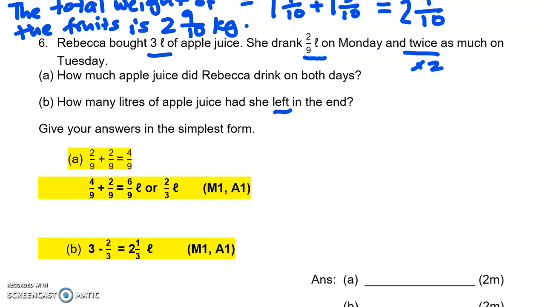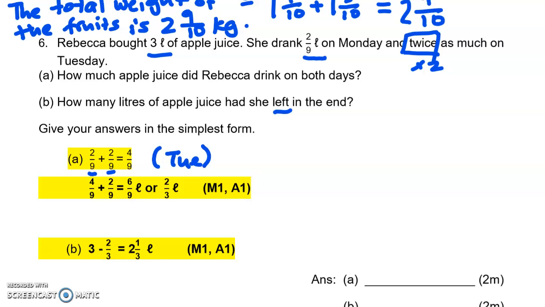Now we have not learned multiplication of fractions. That will be in primary 5. But although we instinctively see twice as multiply by 2, remember multiplication is a repeated addition. So since multiplication is a repeated addition, you just add that 2 times. 2/9 and 2/9. So this is the amount of apple juice she drank on Tuesday.